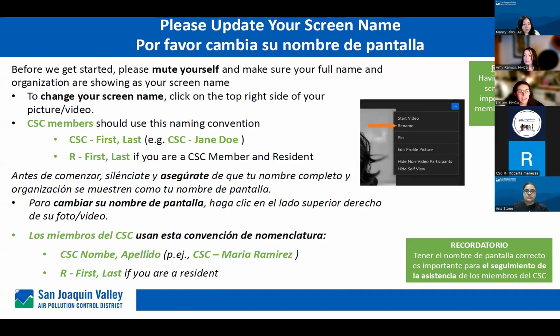On this slide, we have a reminder for our naming conventions. For our CSC members, I'm sure you're very used to this. We ask that you put the letters CSC in your Zoom name. And for residents, we ask that you put the letter R. And again, this is very helpful for our attendance tracking and stipend distribution processes.